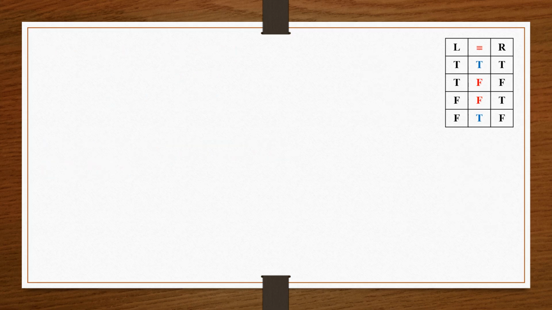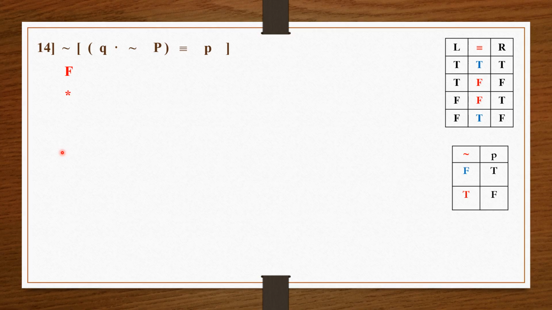Now we come to the 14th one. Again, the main connective is negation of the bracket. So negation is the main connective. You write false below the main connective, put a star. Now, since the negation of the bracket is false, then what can you say about the bracket? It has to be true.